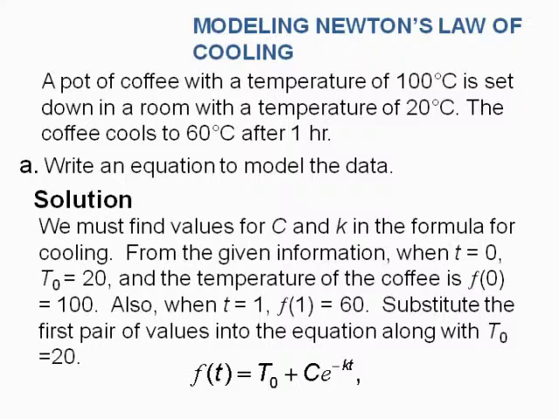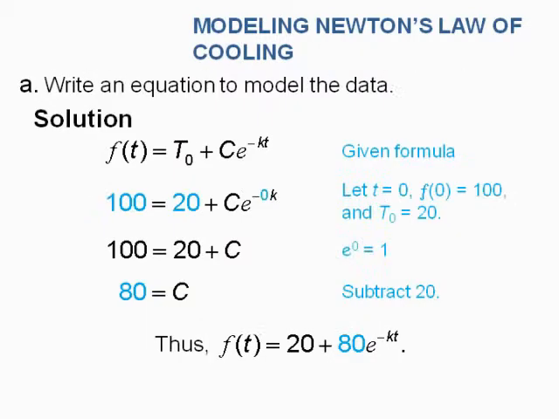From the given information, when t equals 0, T sub naught equals 20, and the temperature of the coffee is f of 0 equals 100. Also, when t equals 1, after 1 hour, f of 1 equals 60. So substitute the first pair of values in the equation along with T sub naught equals 20.